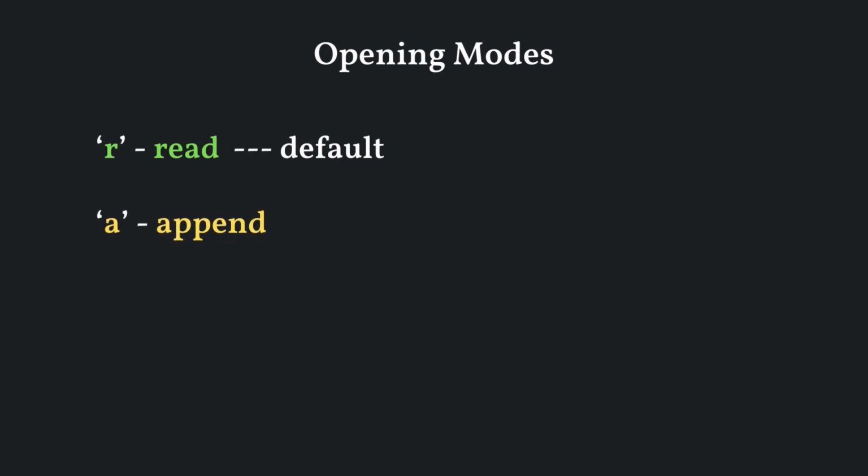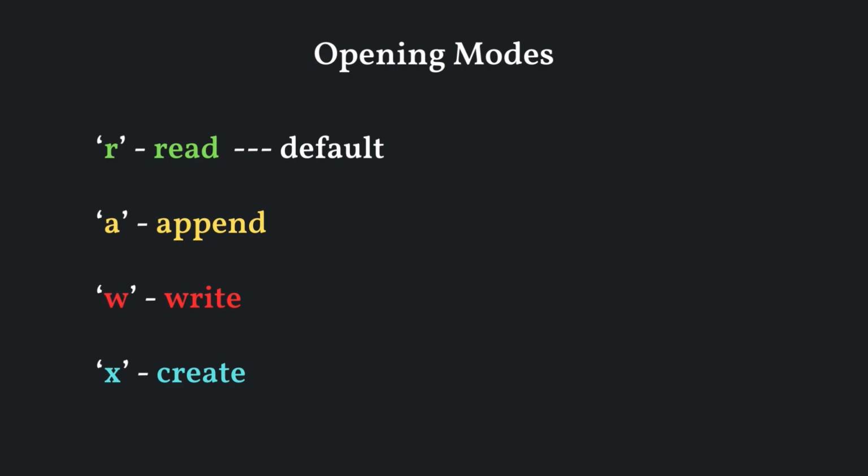We have A to open the file in appending mode, which will create the file if it does not exist and allow us to write to the file, adding on to it. We have W, that is write. It opens the file for writing and it creates the file if it does not exist. And then we have X, which is for create. It creates the specified file and returns an error if the file already exists. It also allows us to write to the file.